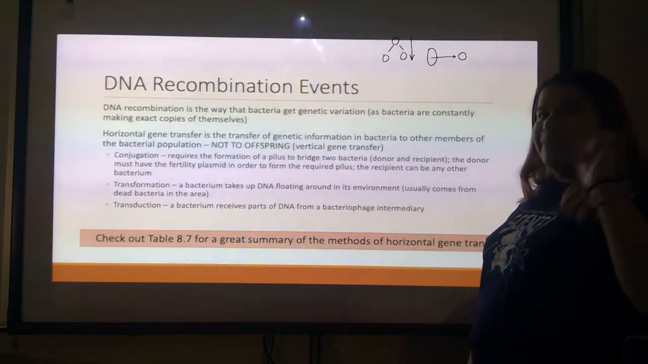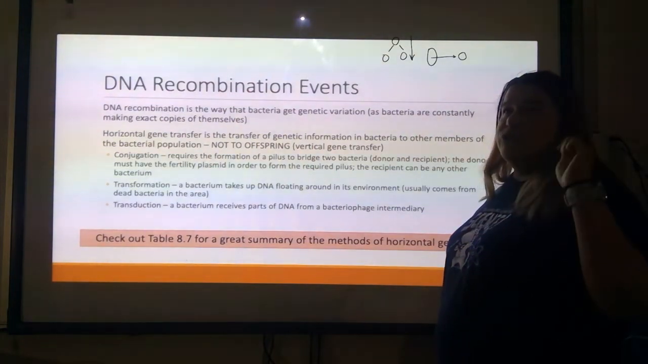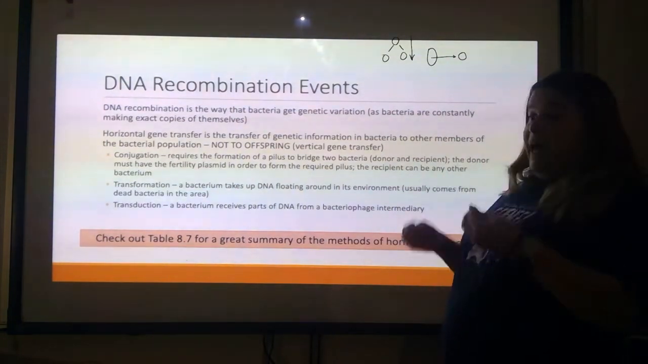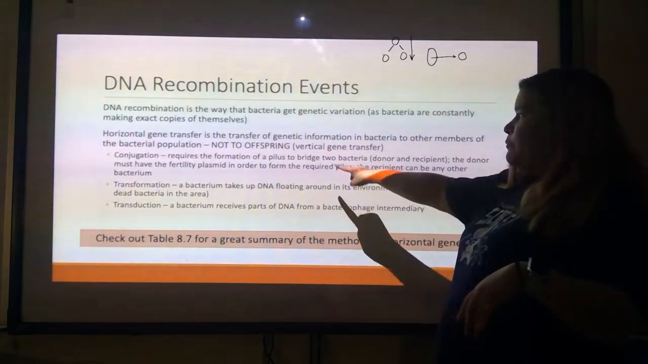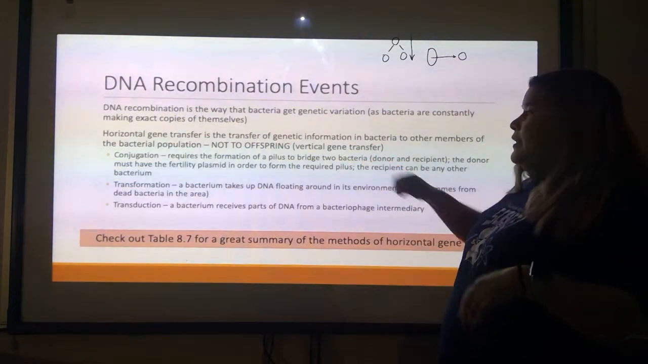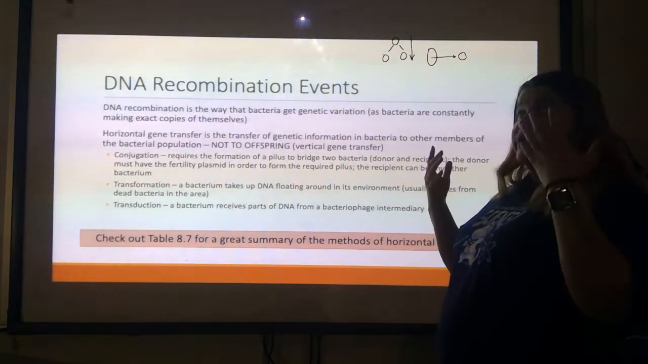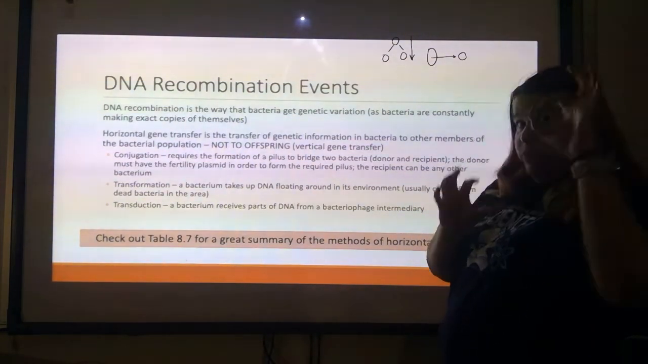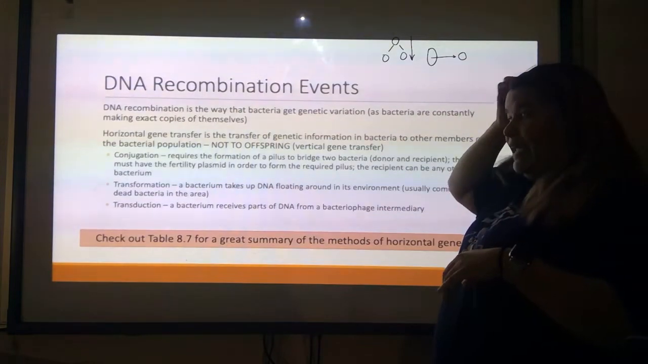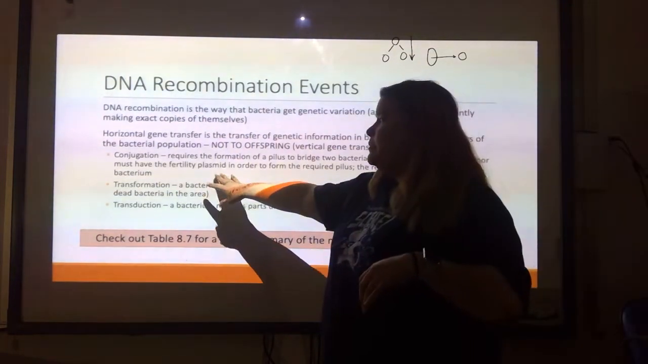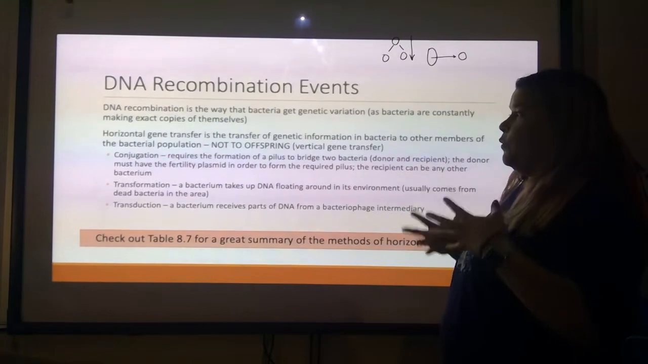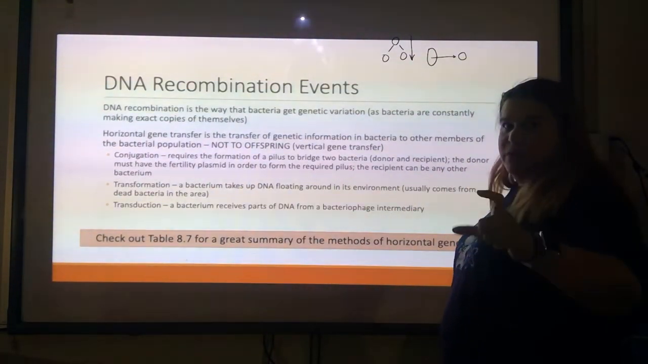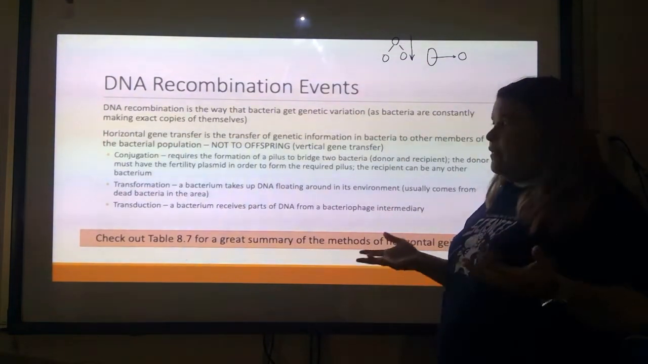Conjugation uses that pilus that we talked about in chapter 3, I believe, when we talked about the prokaryotic cells. It is a pipe, a hollow tube that can bridge the gap between 2 bacteria. There's going to be a donor and there's going to be a recipient. The donor has to have a plasmid, one of those little circles of DNA that is called a fertility plasmid, in order to form the required pilus. I have to have the genetic code to make one of those things. I have to have the instructions how to make this thing.